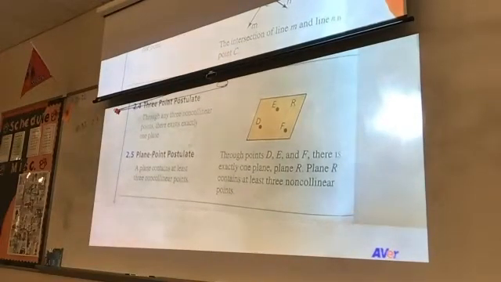Plane point, just like we had line point, we have plane point. This just says a plane contains at least 3 non-collinear points. It's basically going backward on the one that we just talked about. So if we have a plane, then we can name at least 3 non-collinear points on it. Okay, that's pretty straightforward.